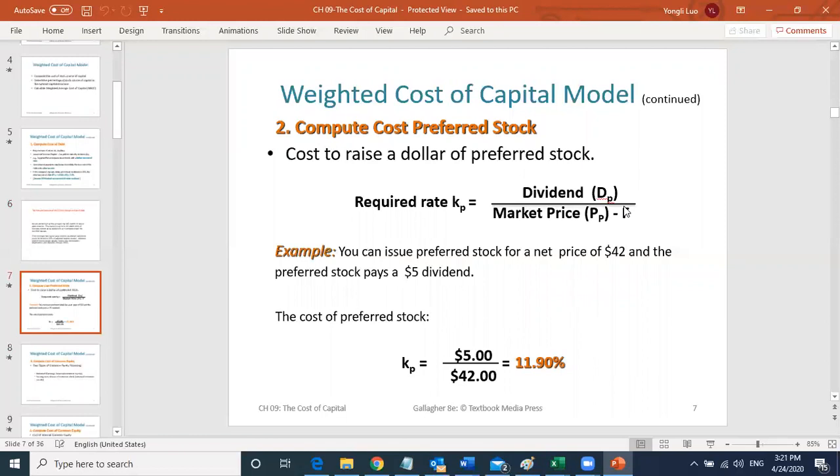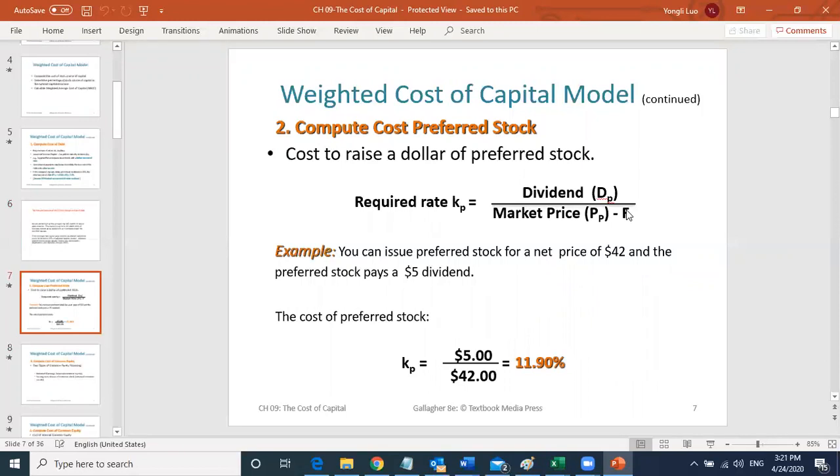Okay, flotation cost, what is a flotation cost? Flotation cost is the percentage of your total cost. That cost is the money you give to underwriters. The underwriters, for example, like an investment bank, will help you to issue preferred stock.